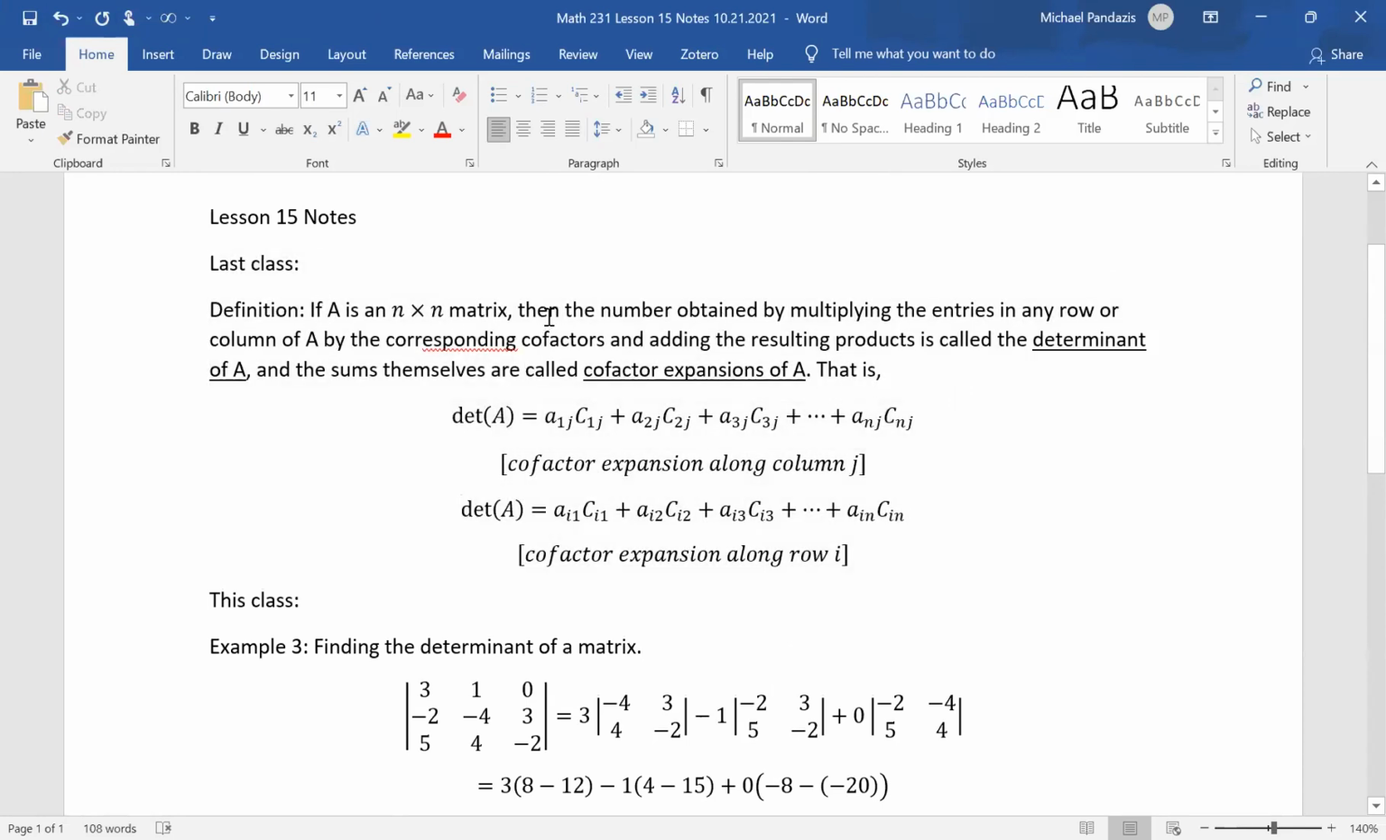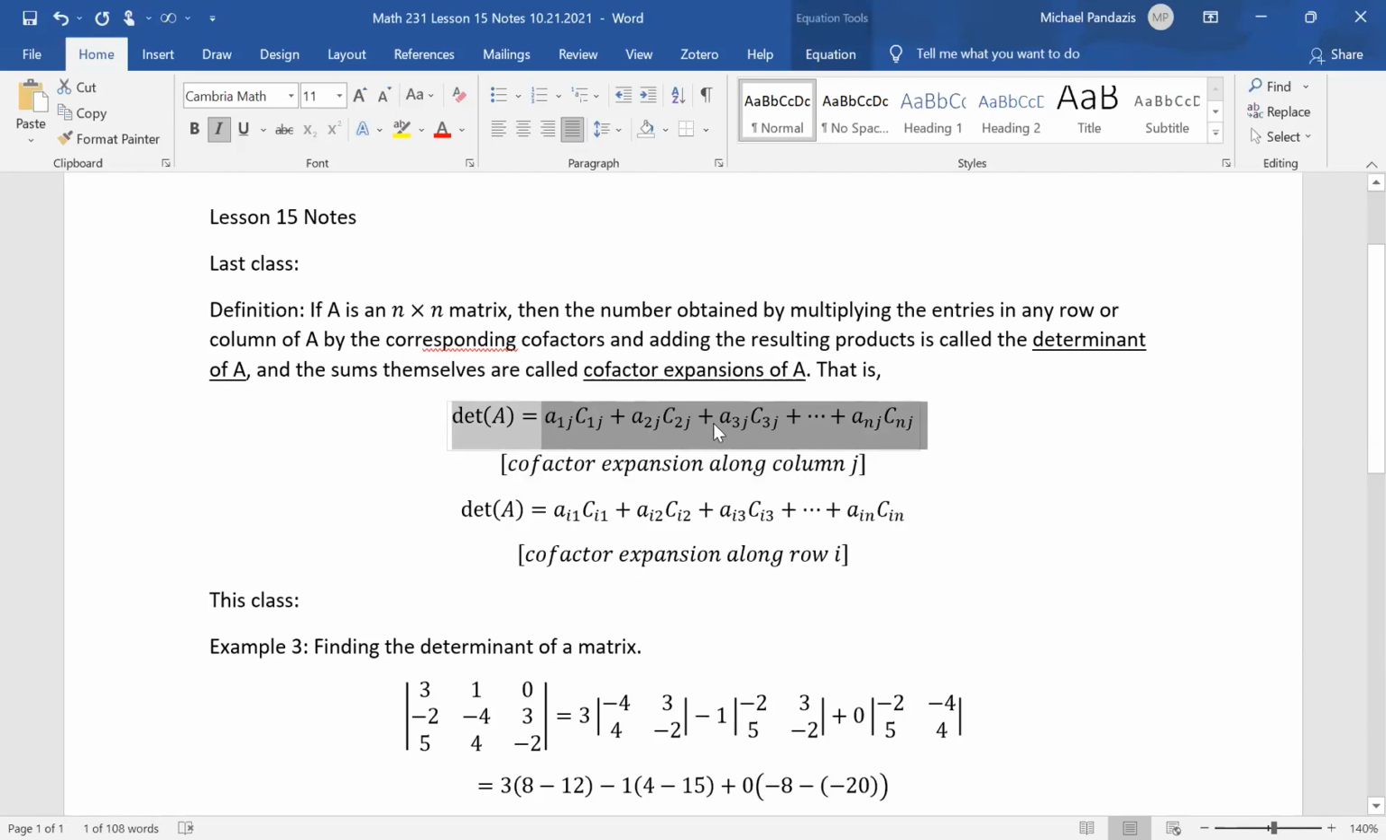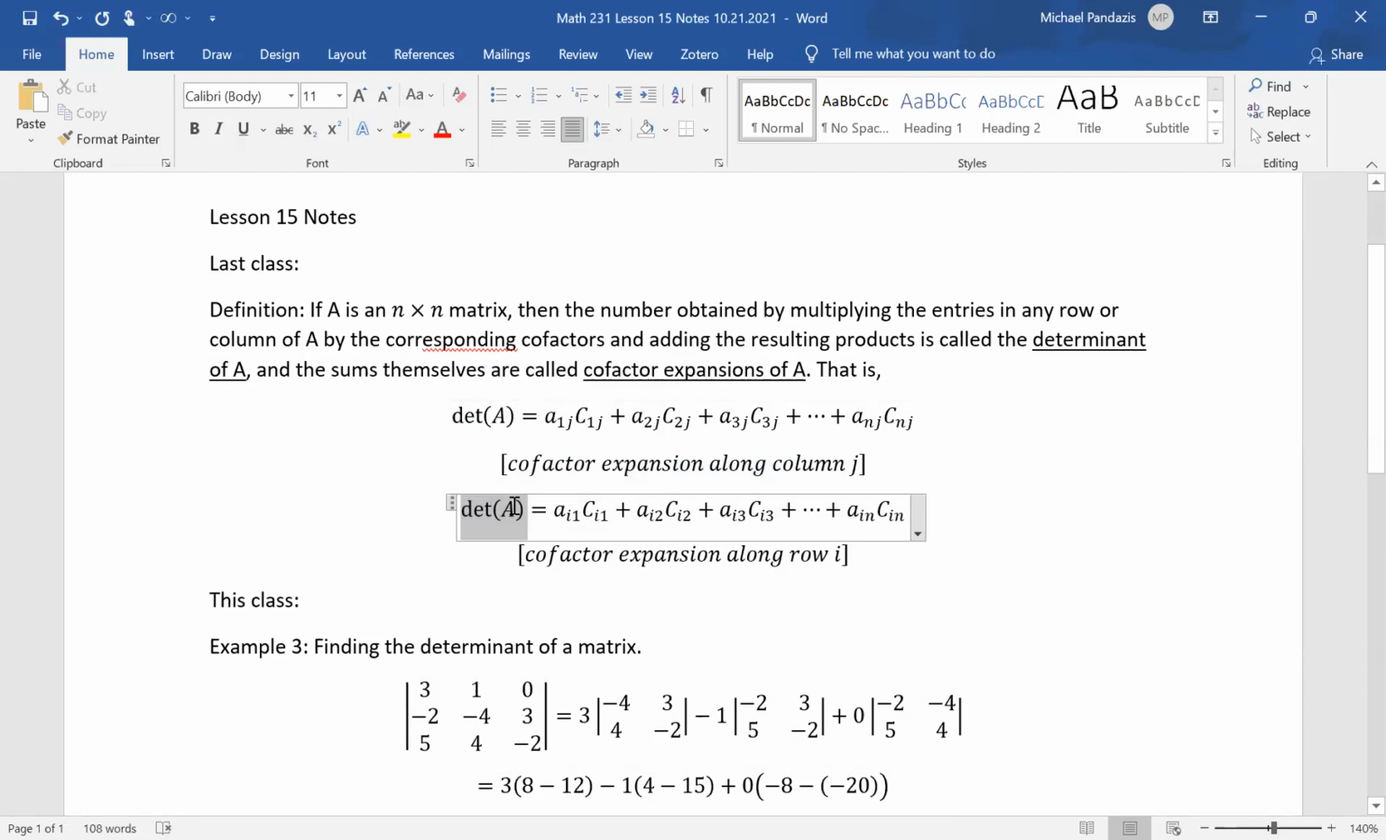if A is an n by n matrix, then the number obtained by multiplying the entries in any row or any column of A by the corresponding cofactors and adding the resulting products is called the determinant of A. And the sums themselves are called the cofactor expansions of A. So along any column j, this expression is the cofactor expansion along column j that's equal to the determinant. Along any row i of A, this is the cofactor expansion along that particular row of that matrix, and all of them are equal to the same number, the determinant of that matrix.